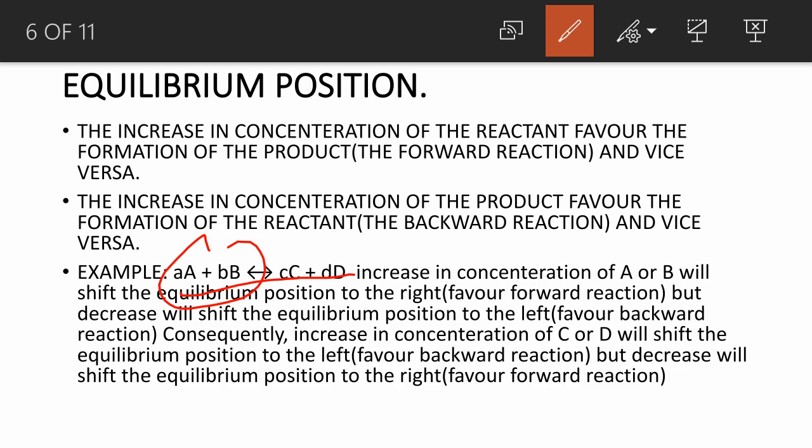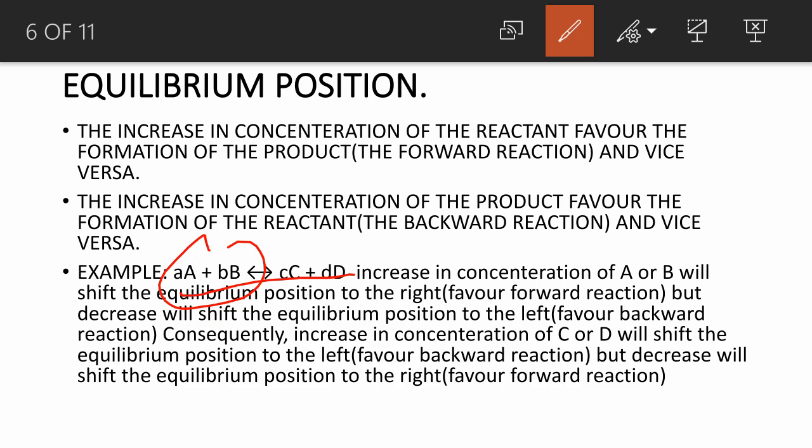But decrease will shift the equilibrium position to the left. That means favor backward reaction. So consequently, an increase in concentration of C or D, that's any of the products, will shift the equilibrium position to the left. That means favor the backward reaction, but decrease of any of C or D will shift the equilibrium position to the right.